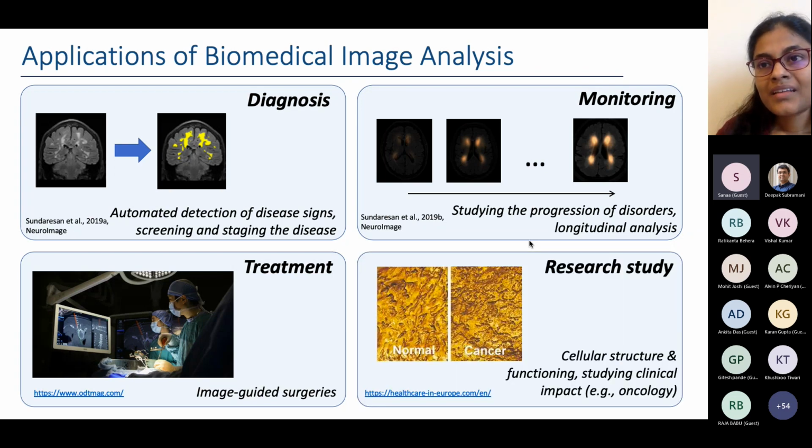So apart from these clinical applications, medical image analysis also has a widespread application in research. There is a lot we still don't know about biological systems. For example, this is how a cancerous cell looks as opposed to a normal cell. Understanding this would help us in studying the clinical impact of various disease signs, and also how various anatomical structures are affected by these pathologies.